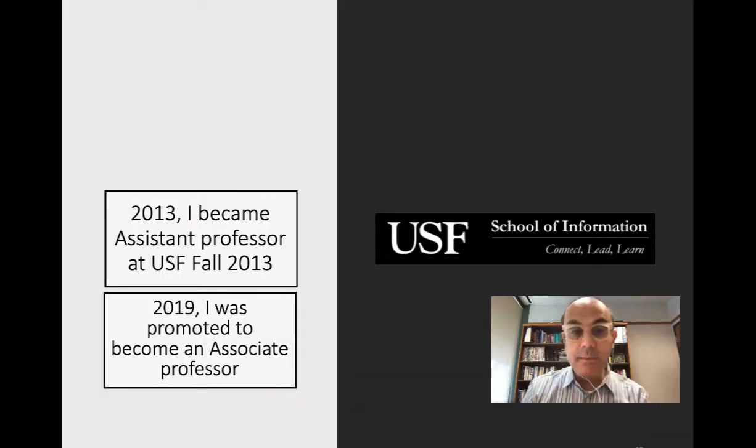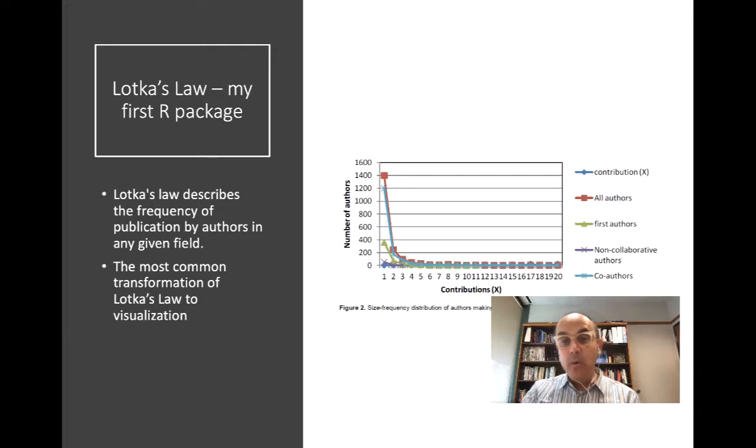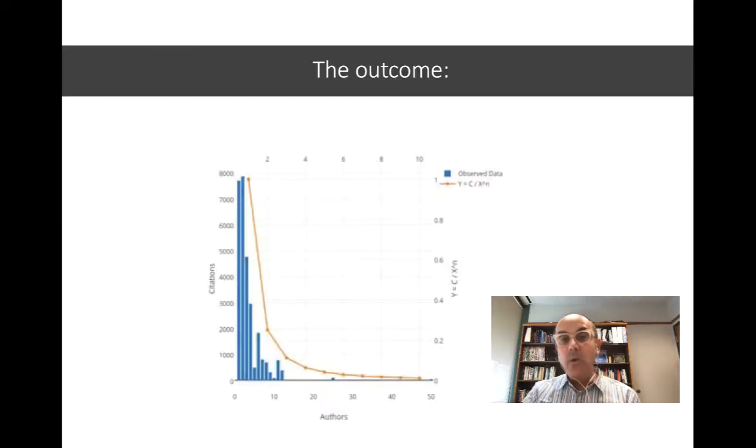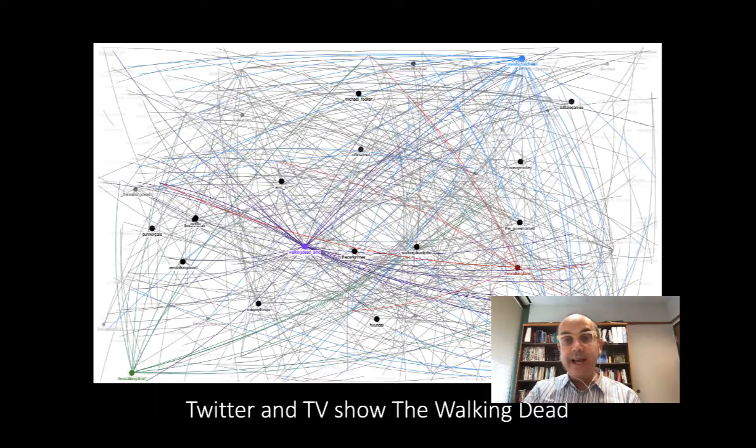About myself a little bit more. In 2009, this summer, I became associate professor. I created 2 packages. One I'm still revising. The first one was Lotka's Law, where the outcome is based on author citations, and I created this application so that we can visualize the outcome of the idea.